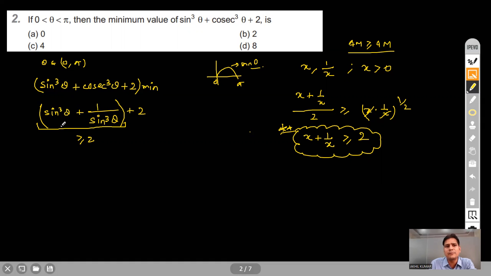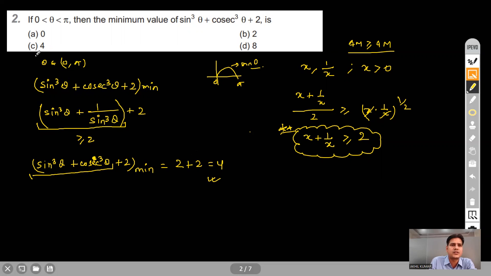So what will be the minimum value of sine cube theta plus cosec cube theta plus 2? We take the minimum value of these two things, that will be equal to 2 plus 2, that will be 4. So the minimum value of the given function will be 4. Hence option C is correct for this question.